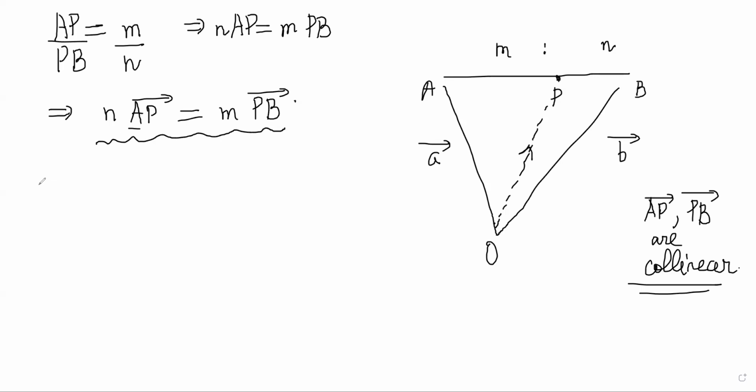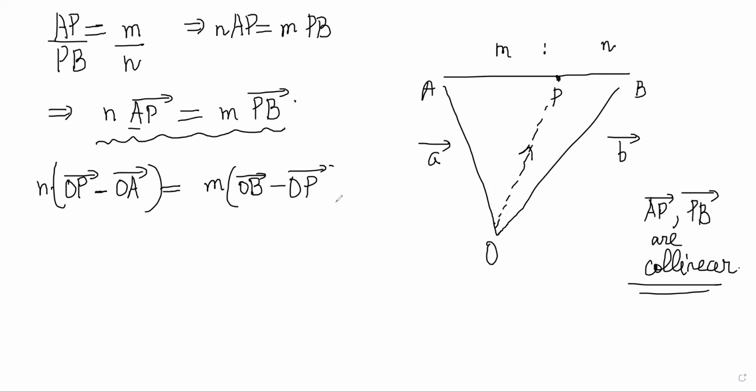Okay, so now we can say n times, what is AP vector? AP vector is OP vector minus OA vector by simple addition rule in this triangle, is equal to m times PB vector, which is OB vector minus OP vector, right?